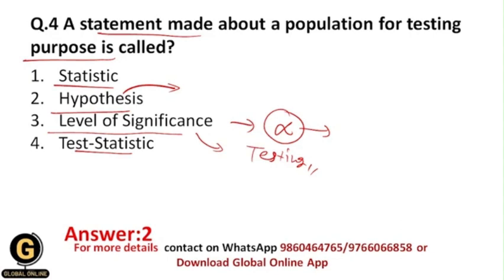Okay, so students, now what is statistic? Statistic actually includes lots of data sets, and we need to test those data sets. Okay, this is nothing but the statistic concept. And test statistic means the type of statistical technique by which we can test the hypothesis. For example, students, t-test is a test statistic, chi-square test is a test statistic, like that. Okay, and that's why here the correct answer is 2, that is hypothesis.